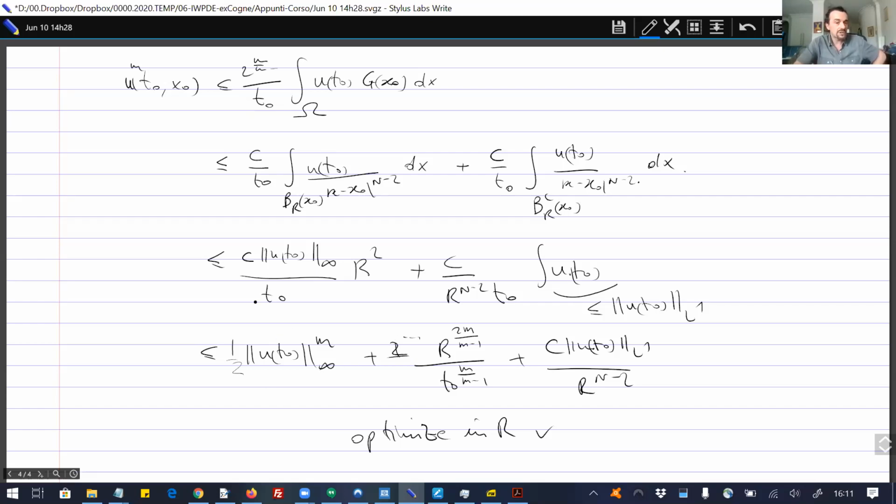This, of course, you reabsorb here, taking the sup in x0. Here, nothing depends on x0, so you can take the sup and eliminate this, reabsorb this, and that's it. This is the proof of the smoothing effect.